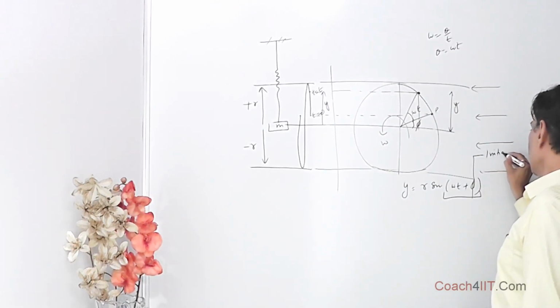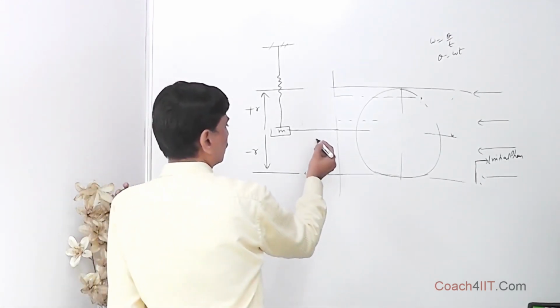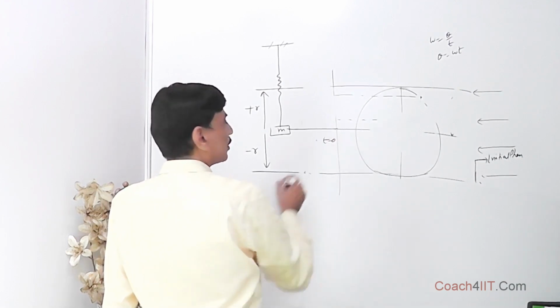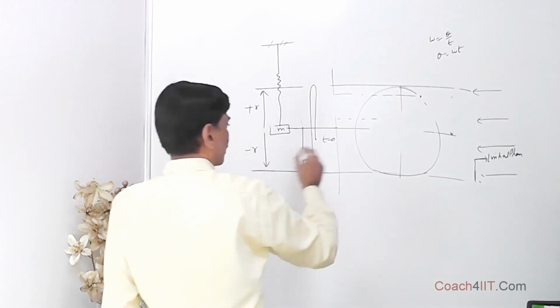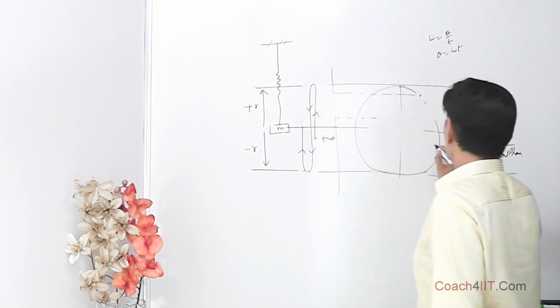This is the initial phase. And in case we started our observation from here, that is at t is equal to 0, it goes like this, goes like this, goes like this. So at t is equal to 0, it is here.